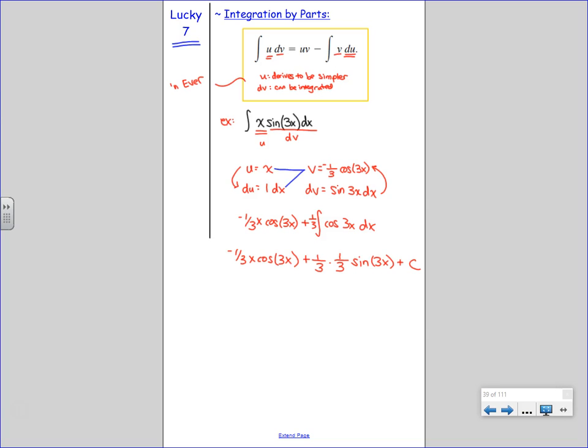So this is just a strategy for how to basically break this apart and break it down and kind of do a product-rule-ish sort of thing with integration. Does that kind of make sense?